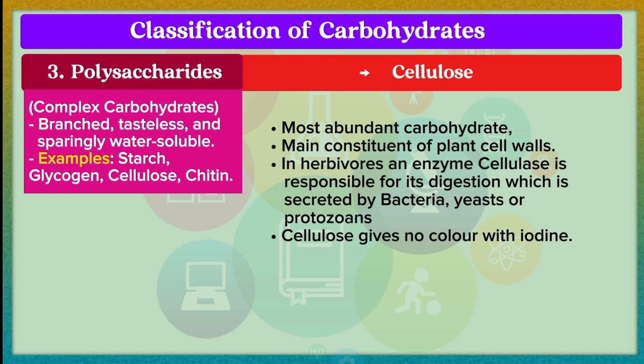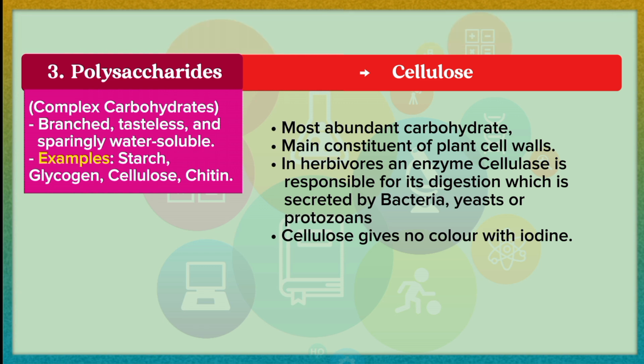Cellulose is the most abundant carbohydrate in nature. Cotton is the pure form of cellulose. It is the main constituent of cell walls of plants and is highly insoluble in water. On hydrolysis, it also yields glucose molecules. It is not digested in the human digestive tract. In herbivores, it is digested because of microorganisms like bacteria, yeasts, and protozoans in their digestive tract. These microorganisms secrete an enzyme called cellulase for its digestion. Cellulose gives no color with iodine.